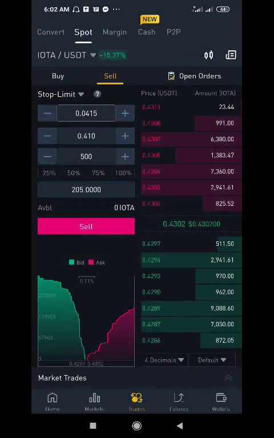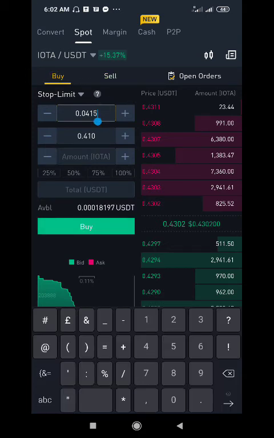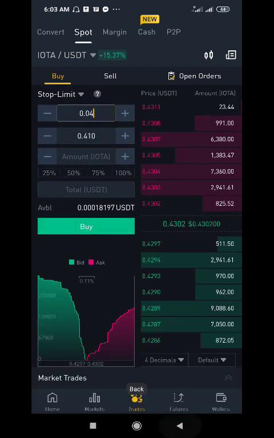So the same thing applies to buying. For buying, let me use a different scenario picture to show you how to use it when you want to buy. Let me use a different coin to show you that. But for now, let's stop here.